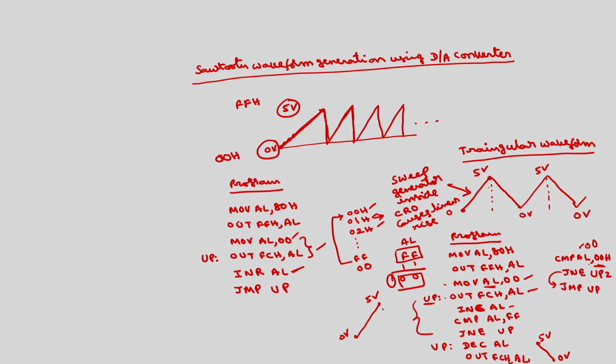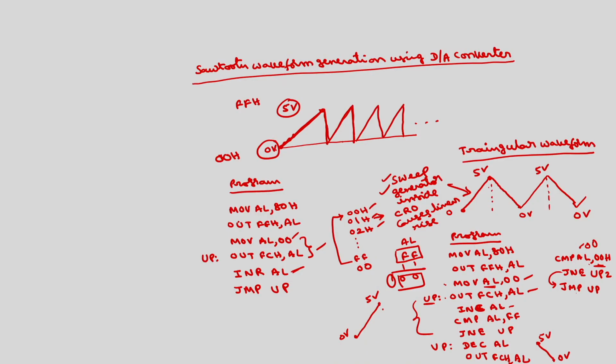So, the frequency of this sawtooth or triangular waveform will be decided by the sweep generator of the CRO. It is not in our hands. Like in case of a square wave, we can control the frequency by changing the delay, whereas here the frequency of the sawtooth and triangular waveforms will be decided by the sweep generator present in the CRO.